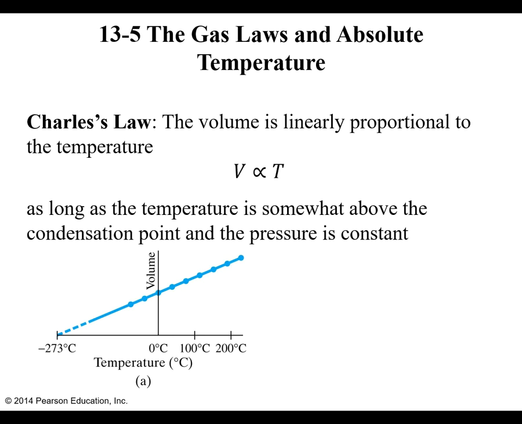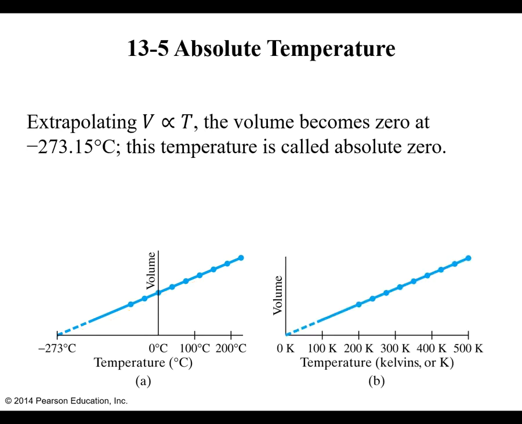The linear relationship is slightly different from one substance to another, but no matter what, if you take that line and you extrapolate that line all the way down until you reach a volume of 0, it always comes to exactly the same point. In other words, the temperature at which a volume would drop to 0 would be negative 273 degrees Celsius. So we call this absolute zero.